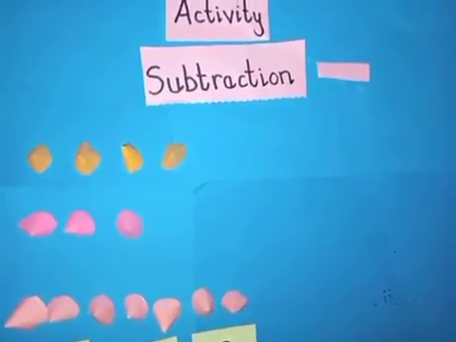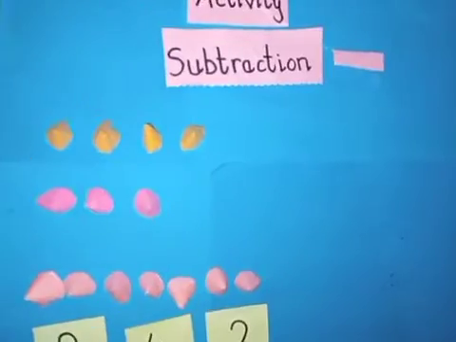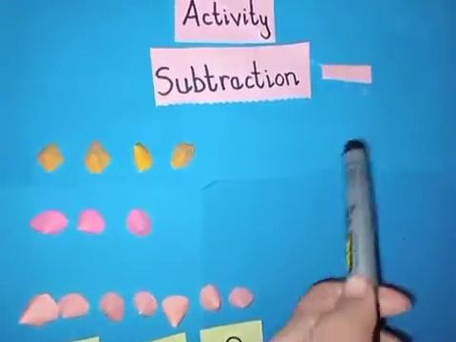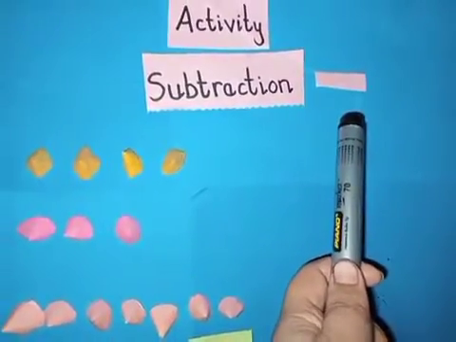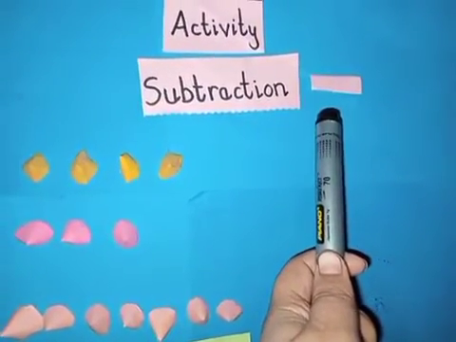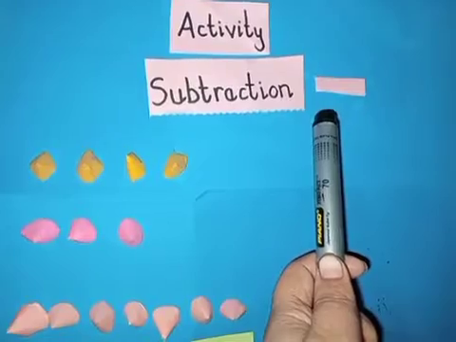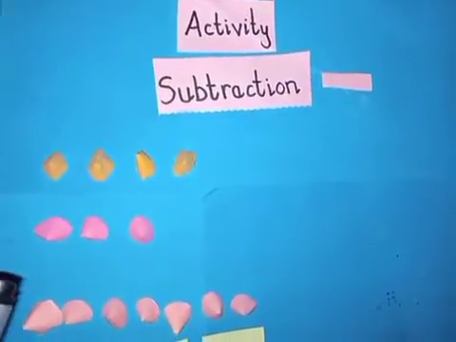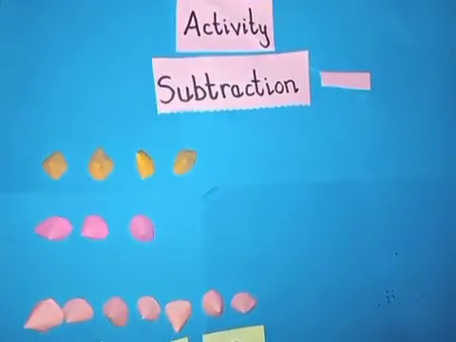Okay, students, first of all, I am telling you what is subtraction. Here is a sign of subtraction. It is a straight line. If we remove some objects from the total, it is called subtraction.